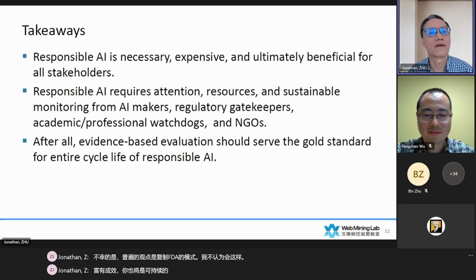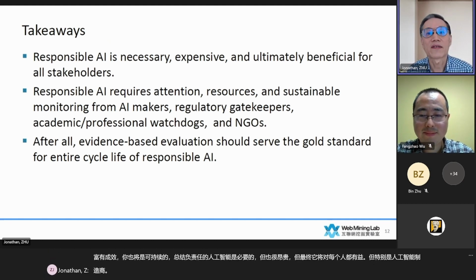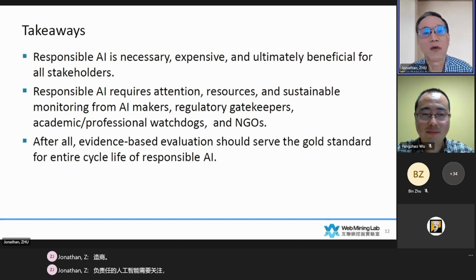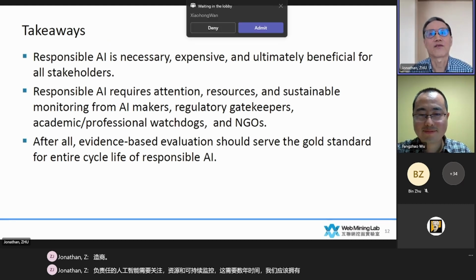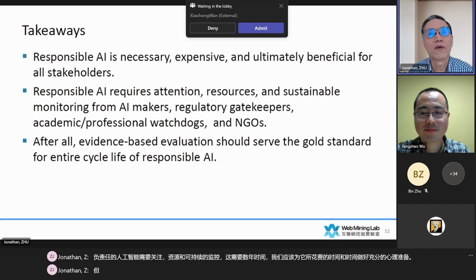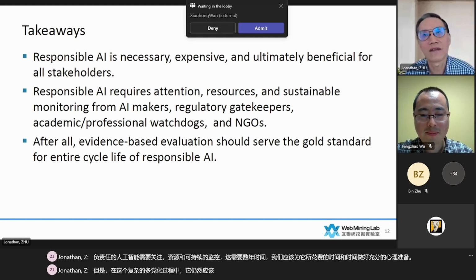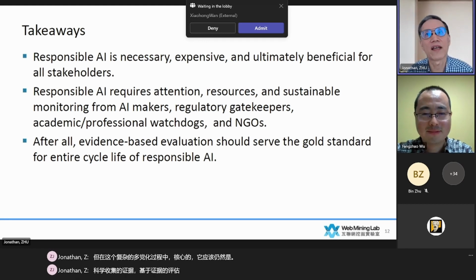And to summarize, responsible AI is necessary, but also expensive, but ultimately, it will be beneficial for everyone, AI makers in particular. Responsible AI requires attention, resources, and sustainable monitoring, and it takes years. And we should have full psychological preparation for the duration it takes. But throughout this complicated multi-party process, at the heart, it should still be the scientifically collected evidence. Evidence-based evaluation should be the soul and the heart of everything.